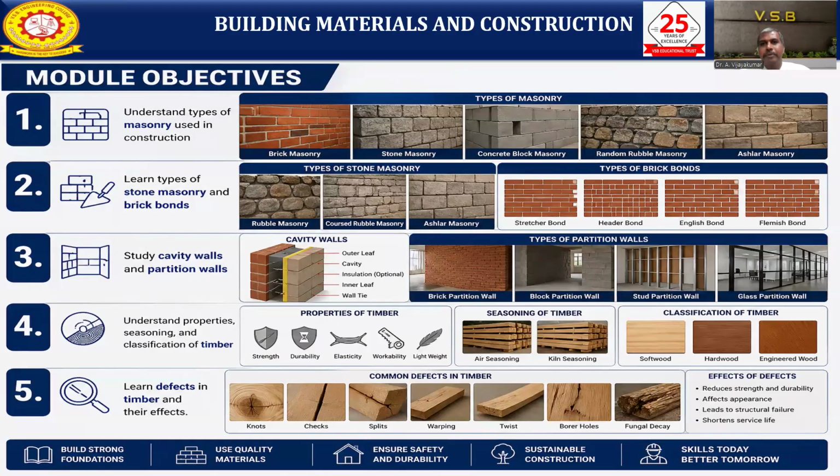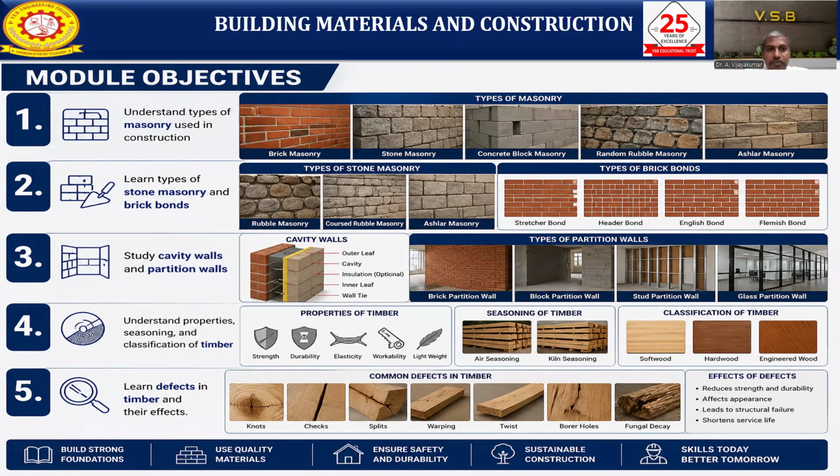So, what is the main objective of module 3? The students need to understand the different masonry used in our construction in day-to-day life. If you see masonry, you should be able to classify the different masonry: brick masonry, stone masonry. Again, stone masonry is classified into random rubble masonry and ashlar masonry, and the third type is concrete block masonry. So these are the different types of masonry. Each masonry has unique characteristics that we can use for different construction purposes.